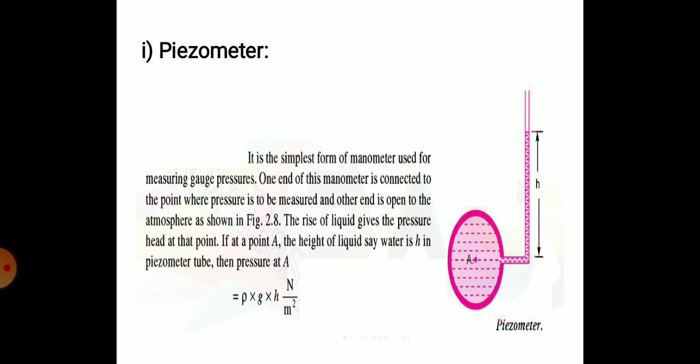If at a point A the height of liquid, that is water, is h in piezometer tube, then the pressure at point A is equal to, that is P is equal to rho into g into h, and its unit is Newton per meter square.